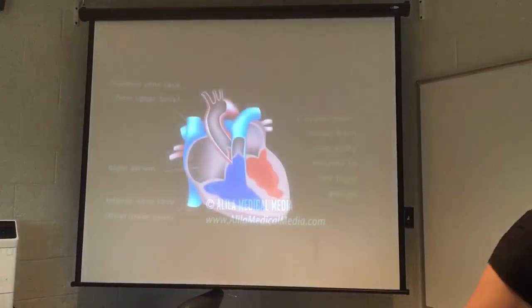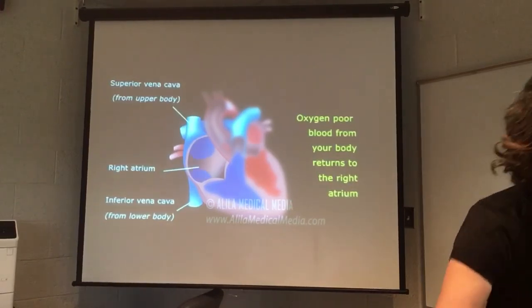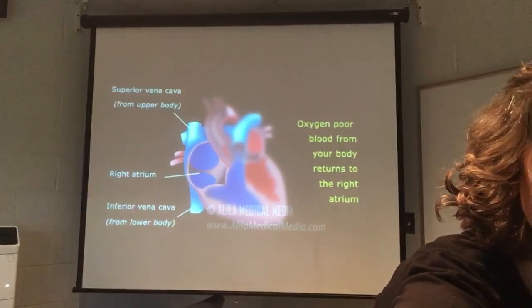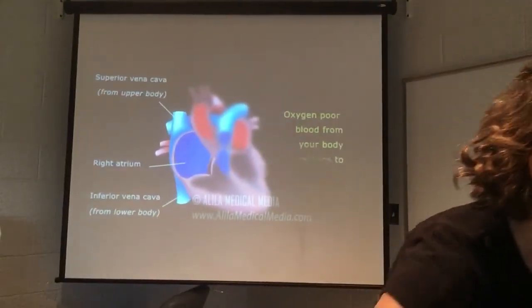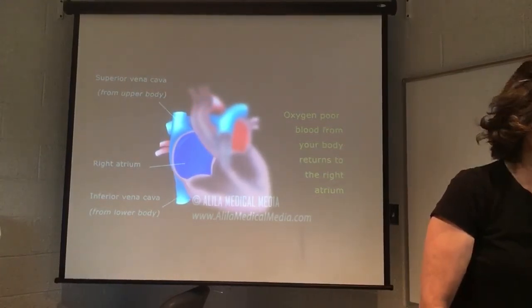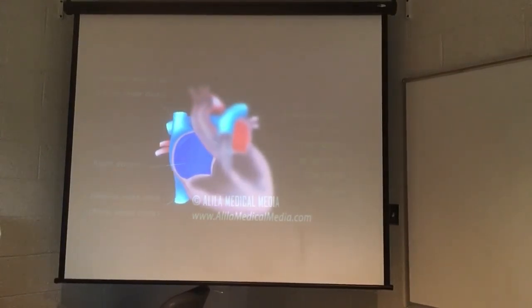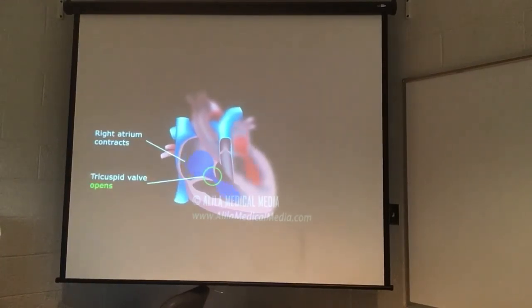Oxygen-poor blood from your body returns to the right atrium of the heart. Blood from your upper body returns through the superior vena cava. Blood from the lower body returns through the inferior vena cava. As the right atrium is filled with blood, it contracts, the tricuspid valve opens, and blood is pumped into the right ventricle of your heart.